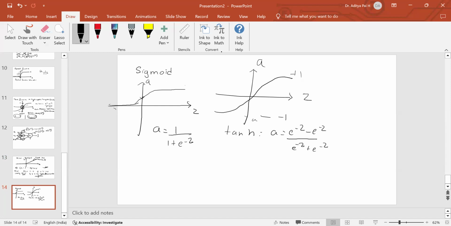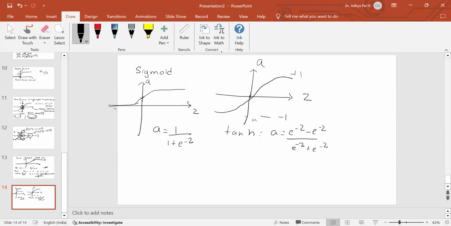This is better than sigmoid because the mean value will be near to 0 here, whereas in sigmoid the mean value will be somewhat near to 0.5. Here it will be less than 0.5, somewhere around 0.1, 0.2.